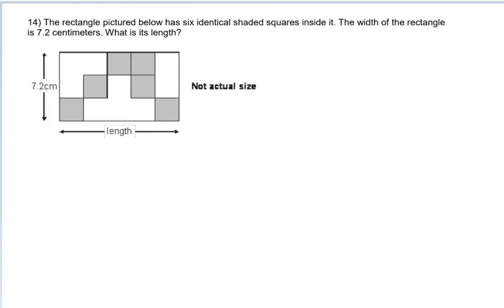What is its length? Now, looks like I don't have enough information to solve this. All I know is the width. I don't know the area. I don't know the perimeter. Looks like I don't have enough info, but the key here is in the squares.